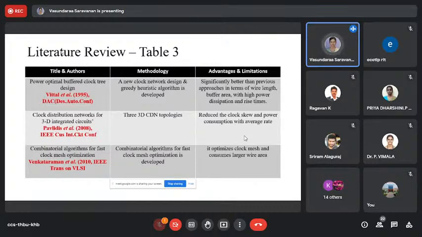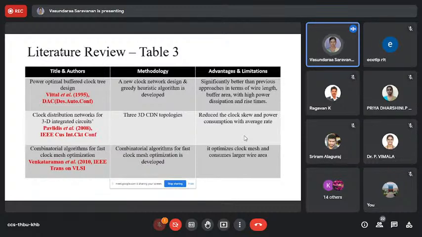The next paper is clock distribution networks for 3D integrated circuits. Method is 3D CDN topologies. It reduces the clock skew and the power consumption with average rate. And the last one is combinatorial algorithms for fast clock mesh optimization. Combinatorial algorithms for fast clock mesh optimization is developed. It optimizes clock mesh and consumes larger wire area.